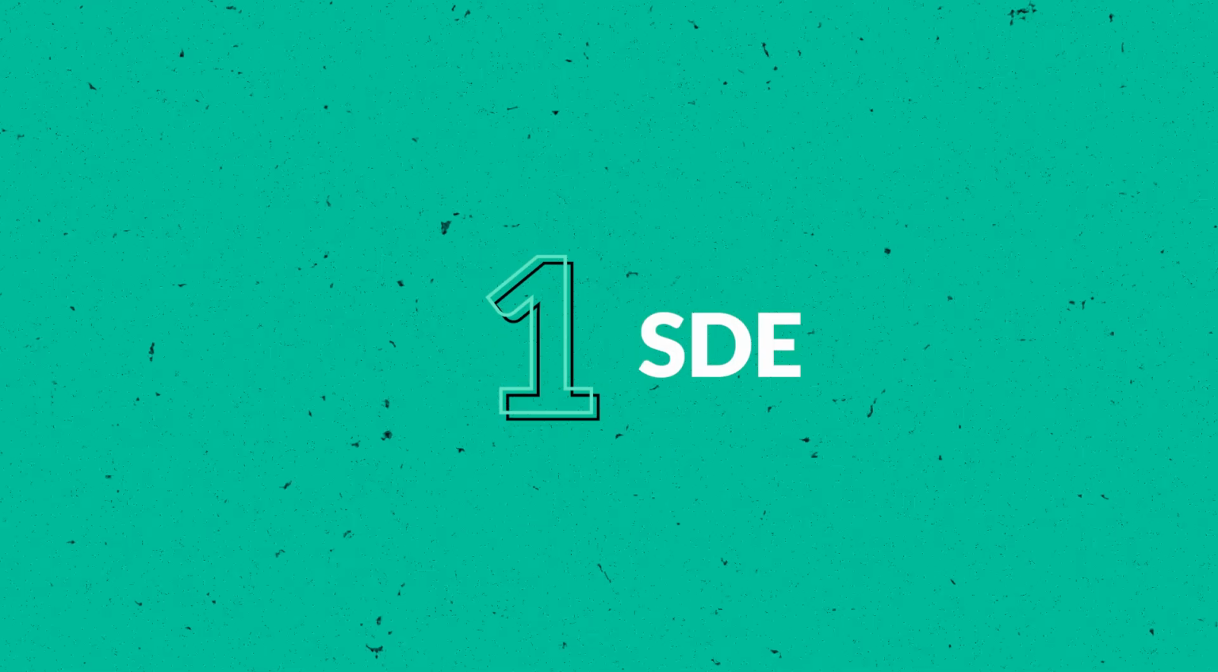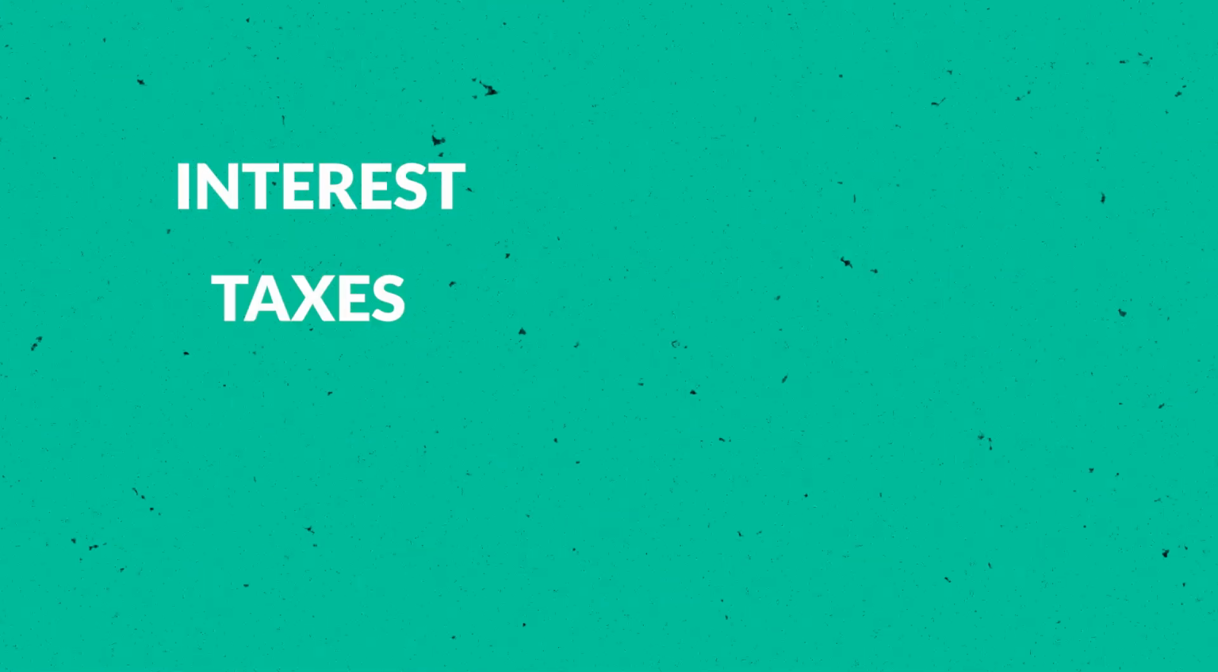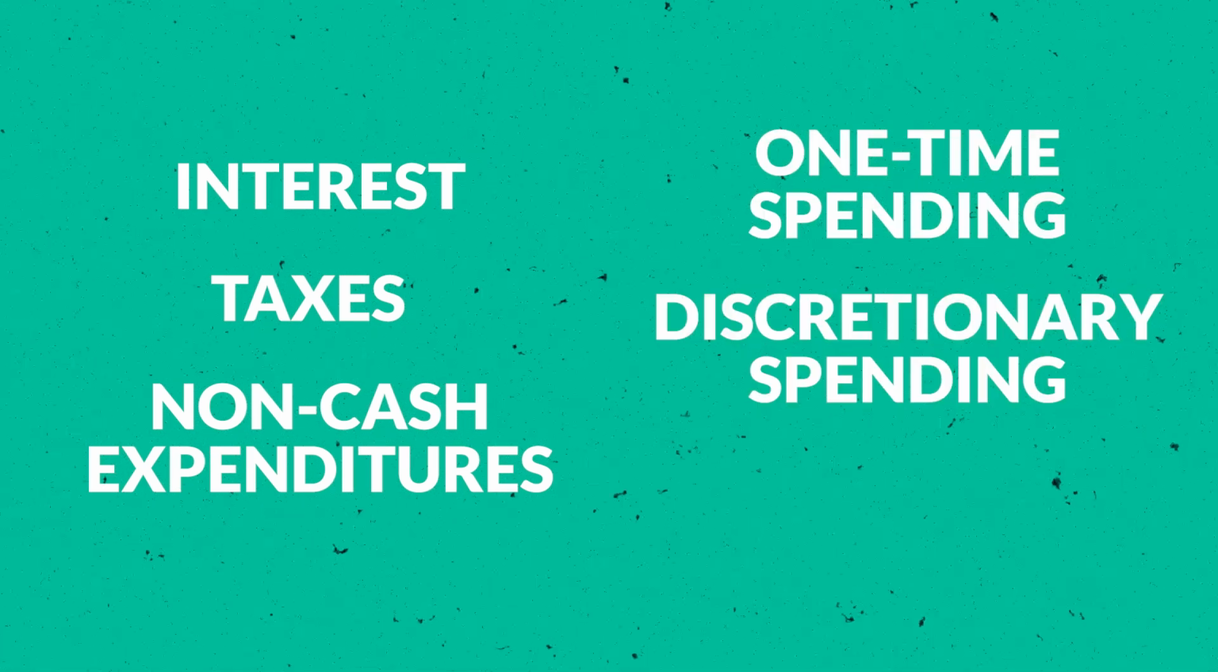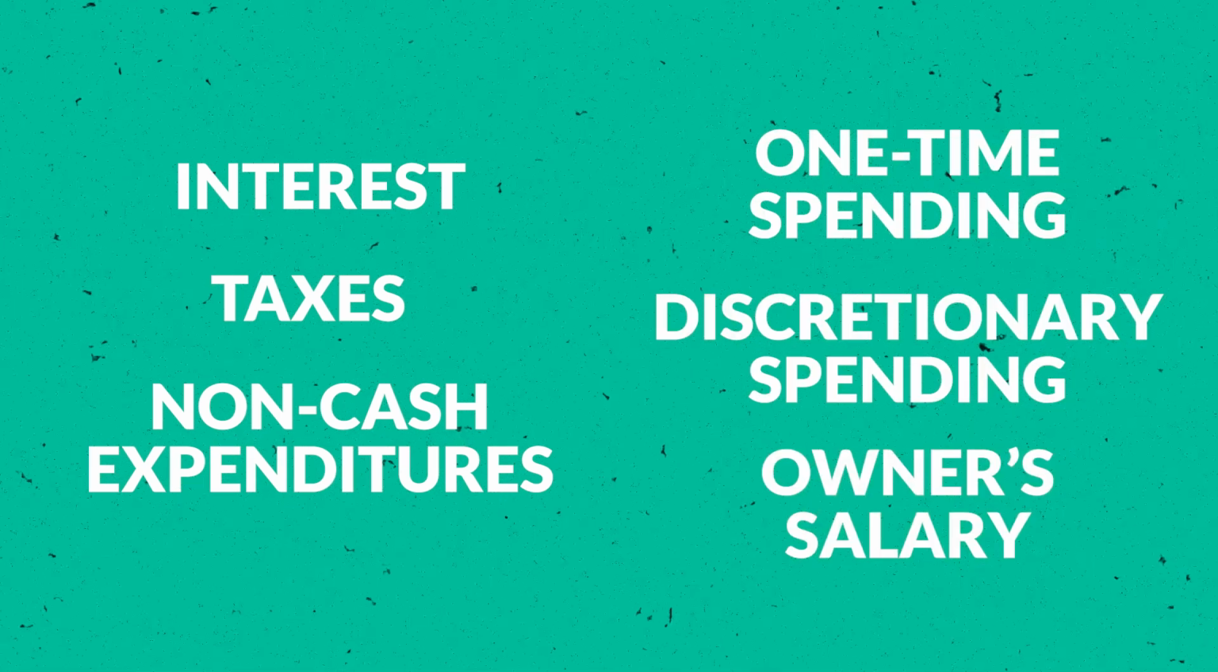SDE stands for Seller's Discretionary Earnings, and it's one of the most common metrics used to measure the cash flow of a small business. It's calculated by taking the net income and then adding back in certain expenses like interest, taxes, non-cash expenditures, one-time spending, discretionary spending, and the owner's salary.